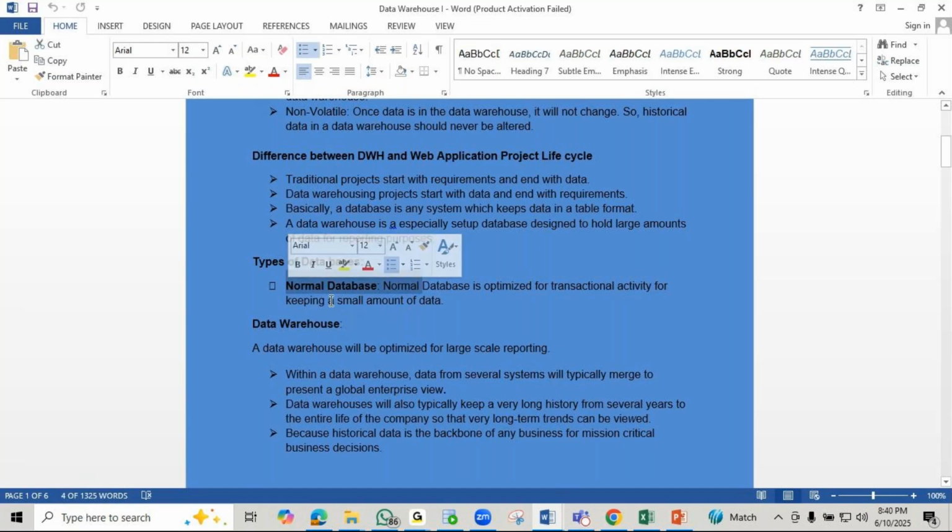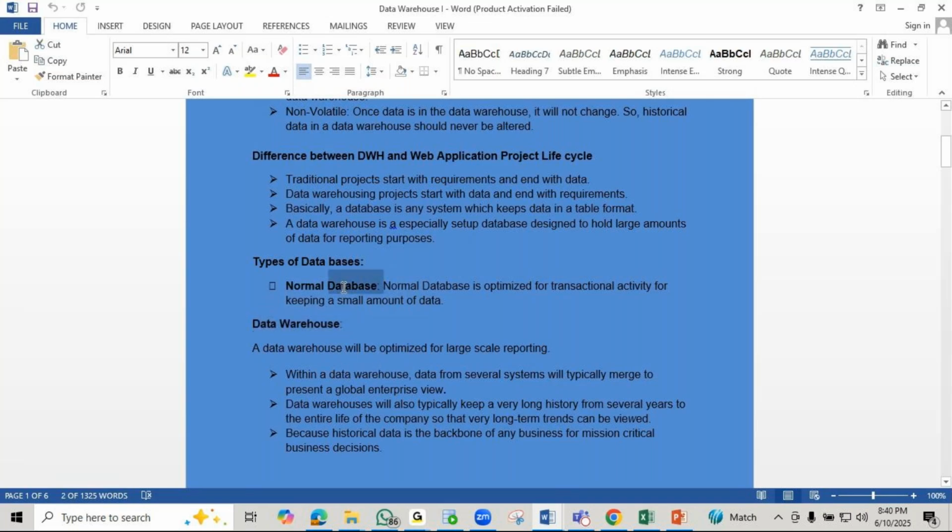So today, how many records will be there in the normal database? Two or three records only. Correct. But what about in the data warehouse? Here it will be close to 730-plus records, correct, because two years of data will be there. So that is the thing.